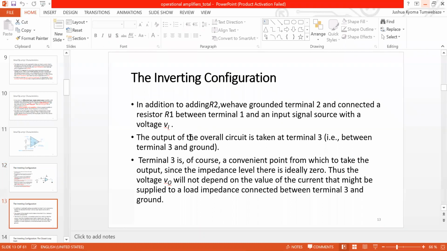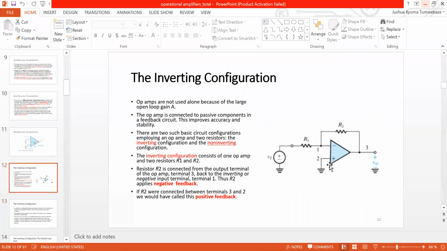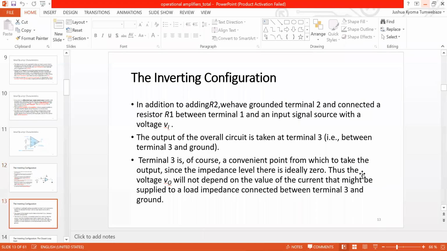Then the other thing to note in this circuit is that we have grounded terminal 2. That is the non-inverting input terminal. And our output V0 is taken at terminal 3. That is between 3 and ground. So if you have a load, you must connect it between terminal 3 and ground. For your case, the load can be a simple resistor. It can be a light emitting diode. It can also be another amplifier.